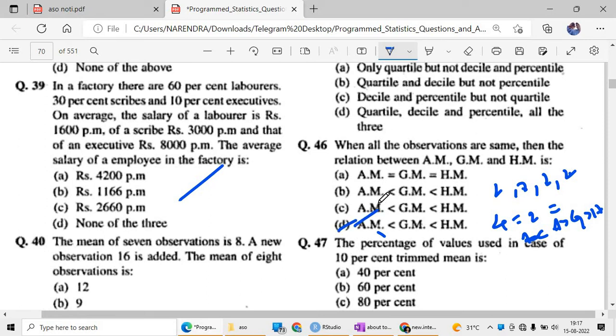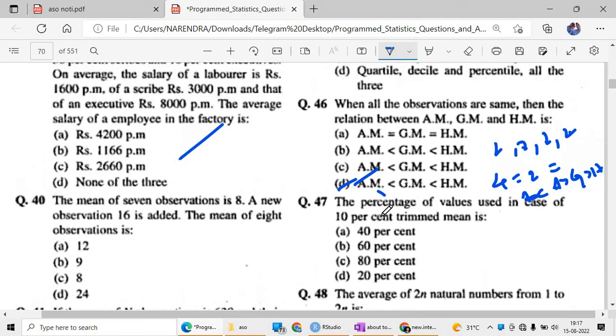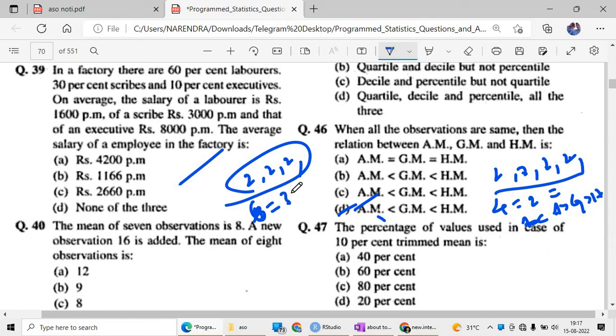This one, 46 1D. Else you can take one more example. If all observations are the same, then the relations. For example, you take 2, 2, 2. So I taken 3 observations. Then what will be the mean? 6 by 3, so 6 here. No, 3. Mean will be 3.